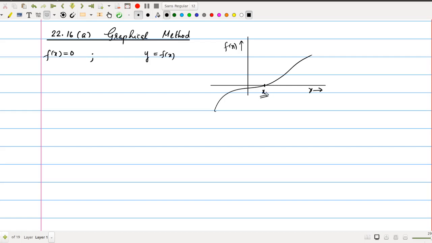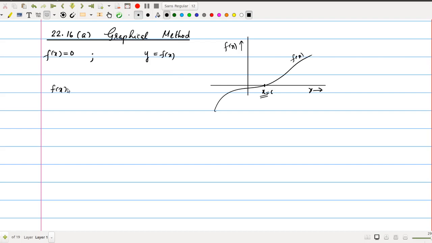If you find out the value of this x equal to c, that means the graph intersects the x-axis. And if you find that abscissa, that will be the root of this equation f of x equal to 0. So this is the idea. So in this method we will draw the graph of y equal to f of x. Sometimes you can easily draw the graph of y equal to f of x.